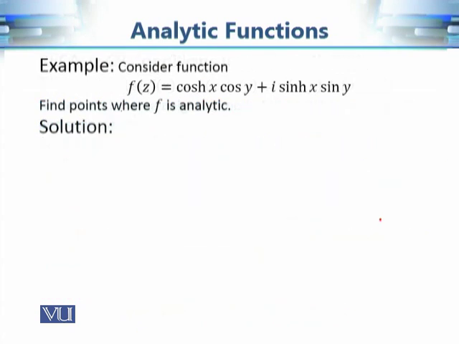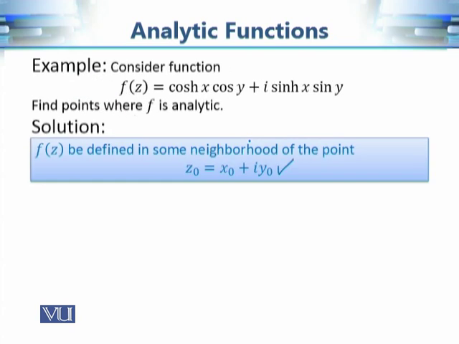Now let's consider this function f of z, which is equal to cosine hyperbolic x cosine y plus iota sine hyperbolic x sine y, and of course this is in fact f of x plus iota y. We want to find the points of the complex plane where this function is analytic. Let's consider a random point in the complex plane, z naught, which is equal to x naught plus iota y naught, and we want to check whether f is analytic at this point or not. The function is defined in the entire complex plane, so it is defined in some neighborhood of z naught. So this condition is satisfied.